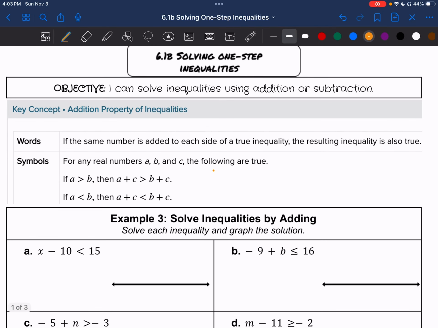Hello, and welcome to Lesson 6.1b, Solving One-Step Inequalities. Our objective for today is that I can solve inequalities using addition or subtraction. Our key concept is the addition property of inequality, which states that if the same number is added to each side of a true inequality, the resulting inequality is also true.